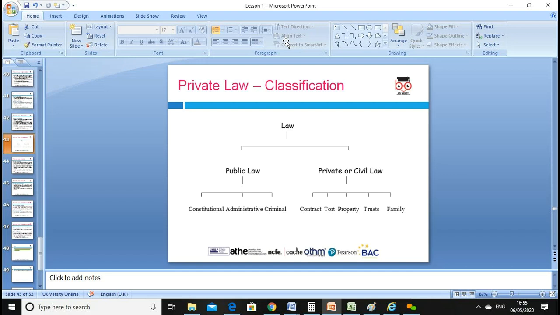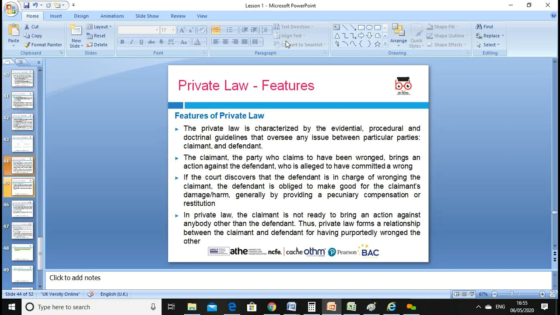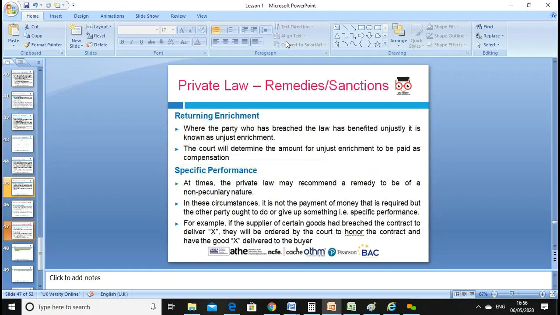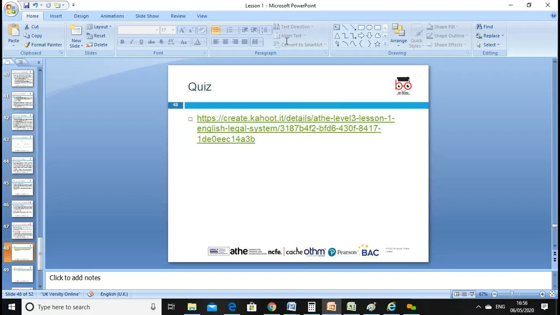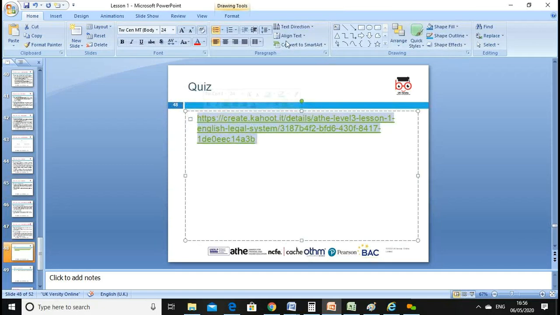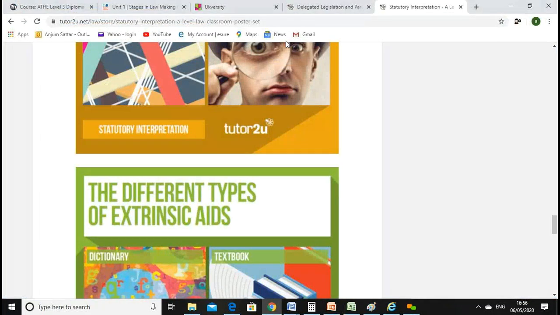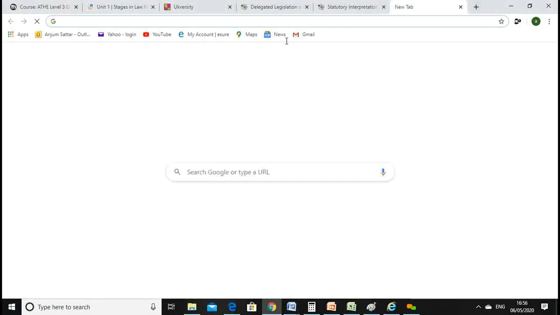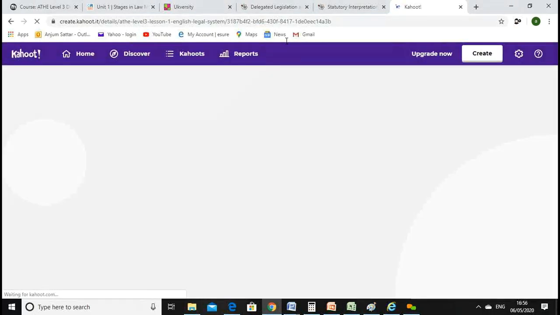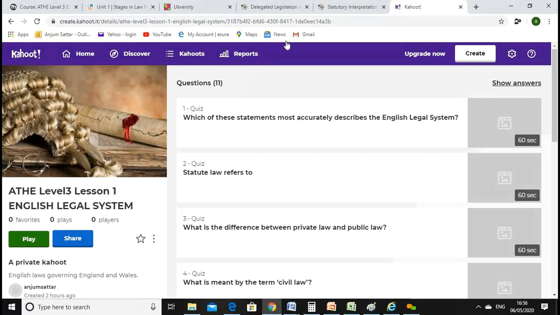Any questions? No? So the basic difference we need to know is what public and private law are and what comes underneath. Okay, next we have to play a game. Can we play? Okay, let's go.